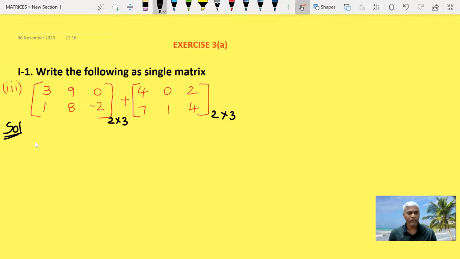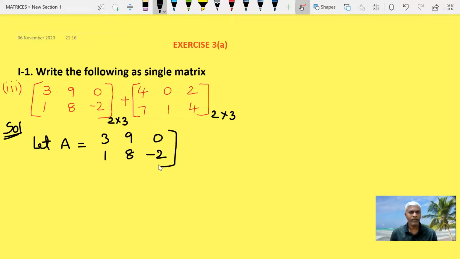So let us name these matrices as A and B. Let the first matrix be A: 3 9 0 in the first row, 1 8 minus 2 in the second row, and the second matrix be B: 4 0 2 in the first row, 7 1 4 in the second row.